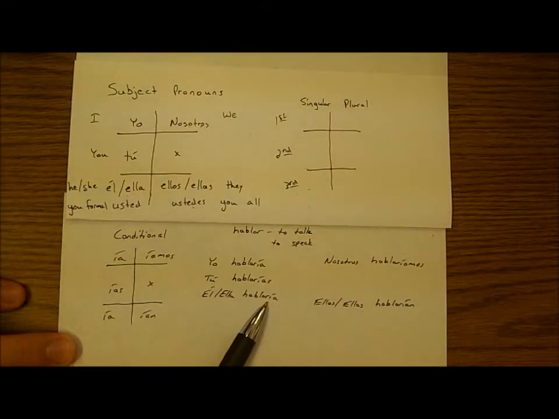Now, if you notice here, hablaría is the same for the yo and the he or she form. Therefore, when you're using the conditional tense, it's very important that you put the yo or the él or ella in front of hablaría. Otherwise, the reader or the listener is really going to have to pay attention to the context in order to determine who exactly you're talking about. So if you just put the yo or the él or ella beforehand, it just makes it a lot more clear.